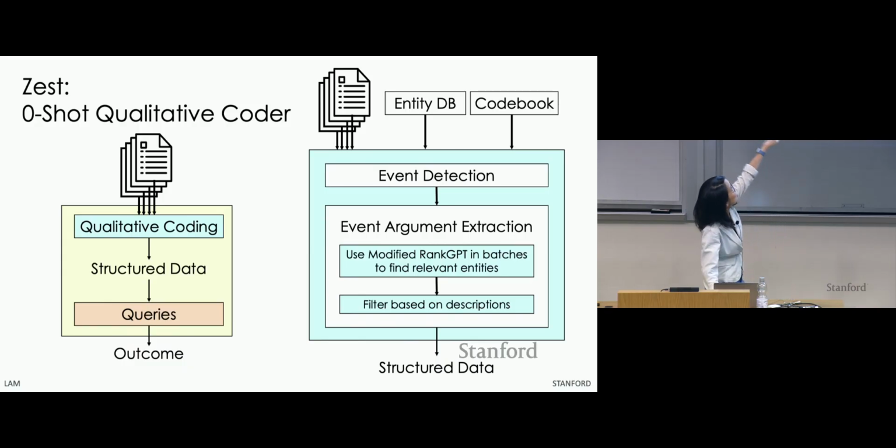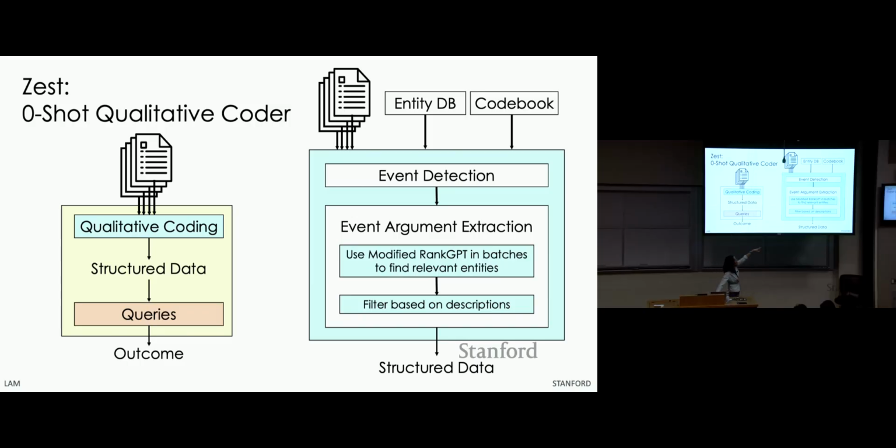We say this is what happens in qualitative coding. You create the structured data. Now we blow up the box for qualitative coding. We're going to start with event detection because that narrows down the kind of arguments that you have. Then the next step, you look at the argument.